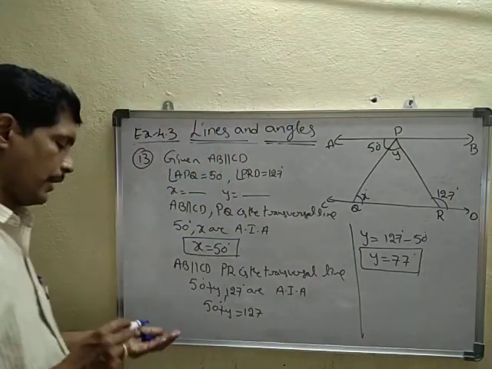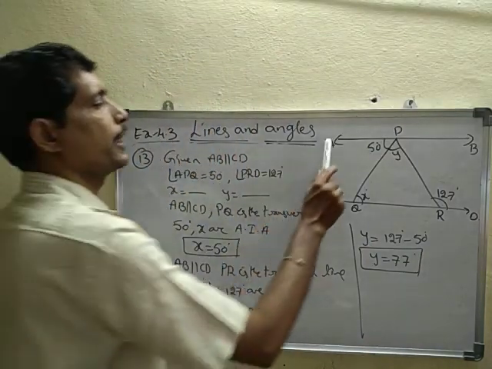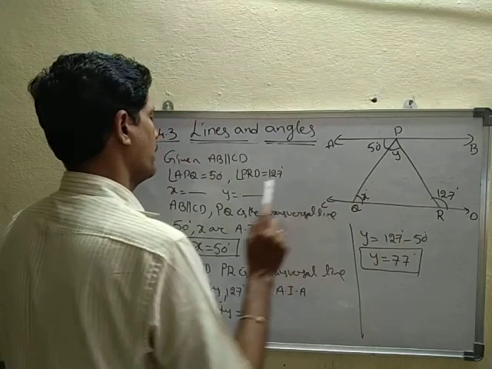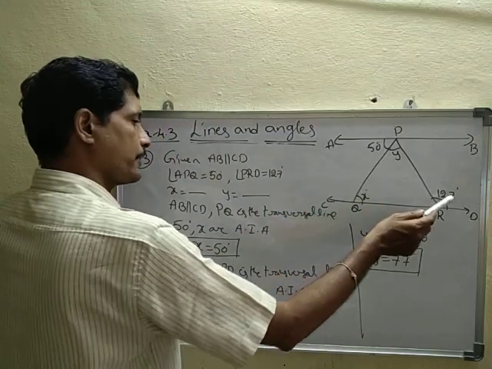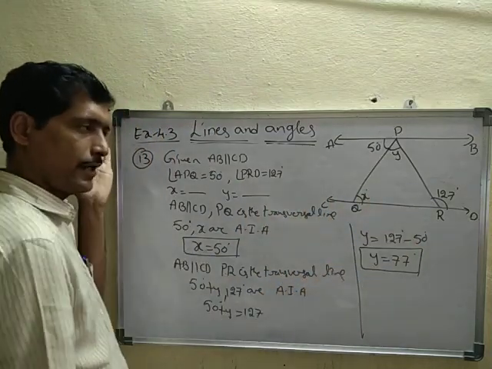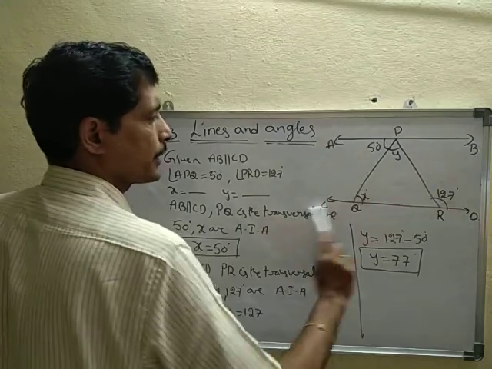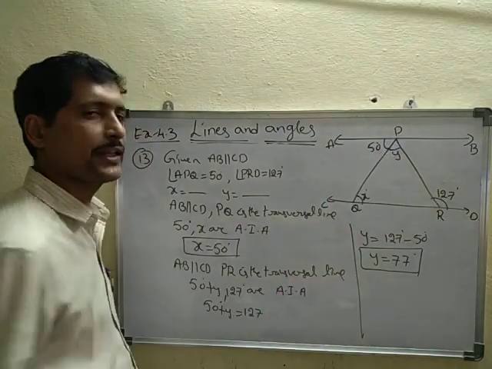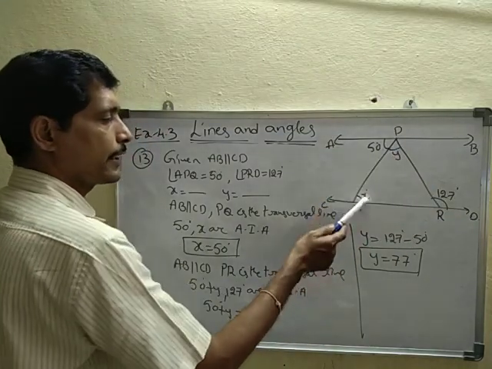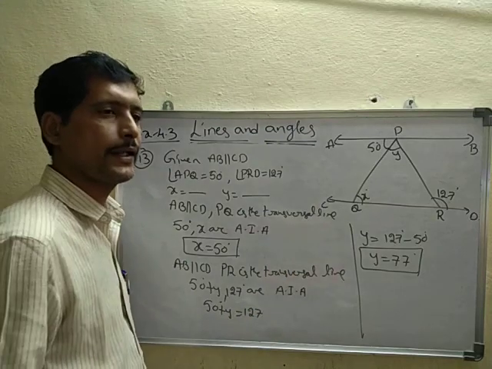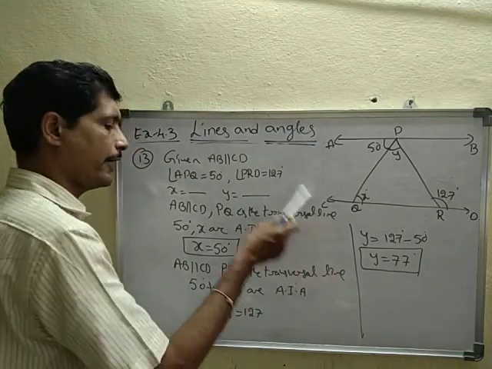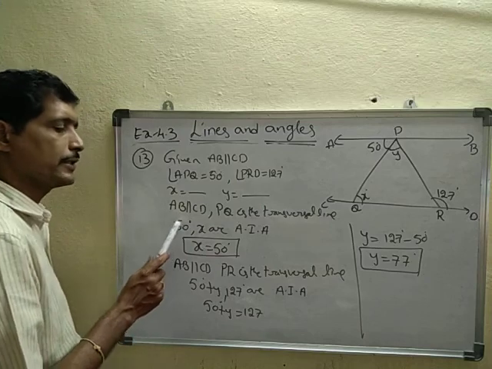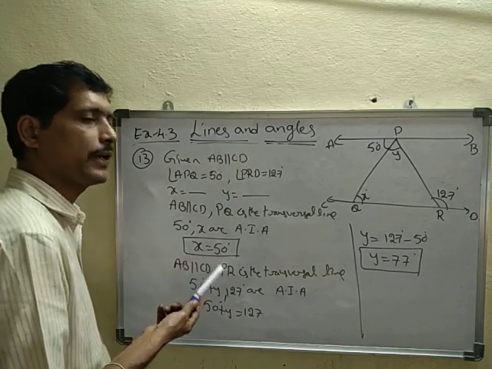Yeah, see one more time. Here AB parallel to CD. Therefore here angle APQ, this angle is given. Therefore find x and y. Here AB parallel to CD means PQ is the transversal line. 50 degrees and x are alternate interior angles. Alternate interior angles are always equal. 50 degrees equal to x, or x equal to 50 degrees.